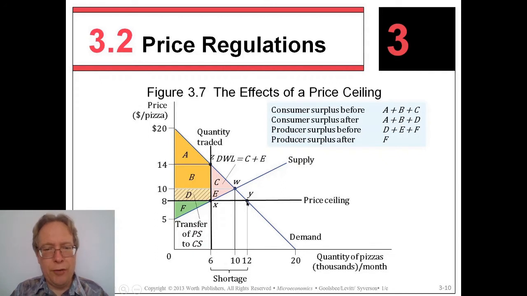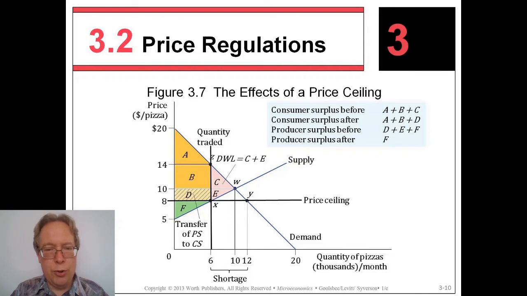So what will happen on this market? Well, of course, we cannot force pizzerias to make pizzas, so they are the short side of the market, if you like. So this will be the amount that will be traded, right? No more than 6,000 pizzas will be traded. Consumers want more at that price, but we cannot force suppliers to deliver that. So this will be the new equilibrium output, and this will be the new price.